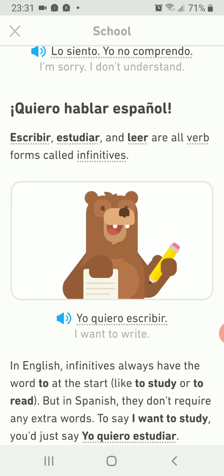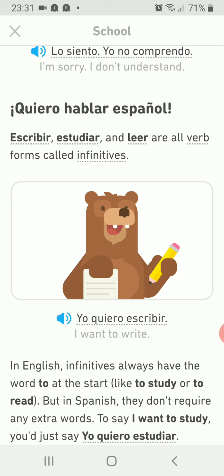Okay, let's go a little bit further. So quiero hablar español. Yo quiero hablar español. Hablar is the verb to speak. To speak. I speak. Yo hablo. Español is Spanish. Quiero is I want. So quiero hablar español. I want to speak Spanish.